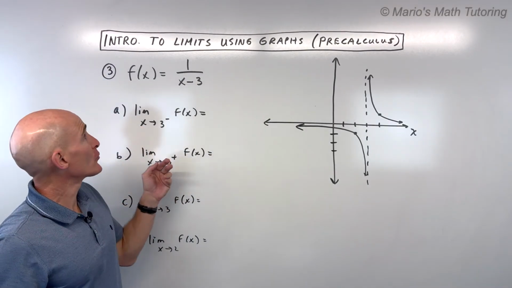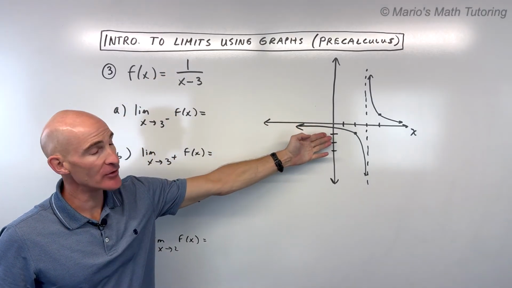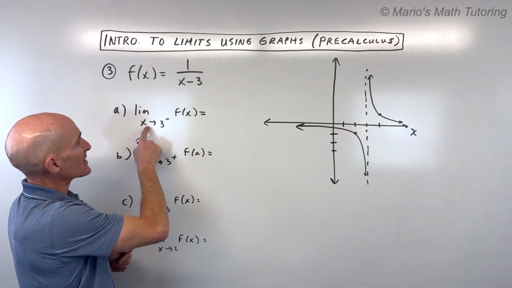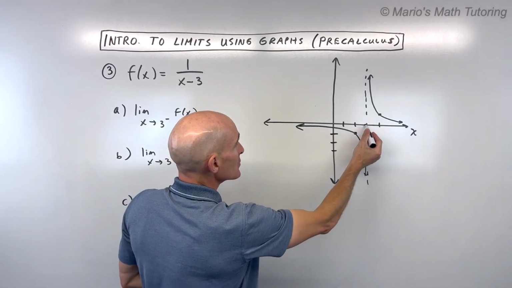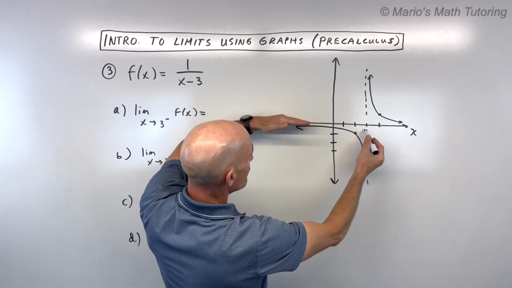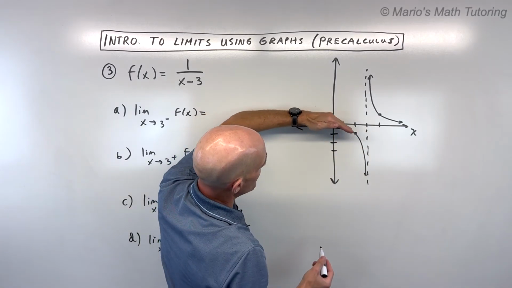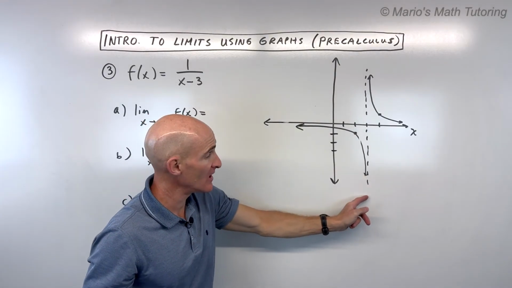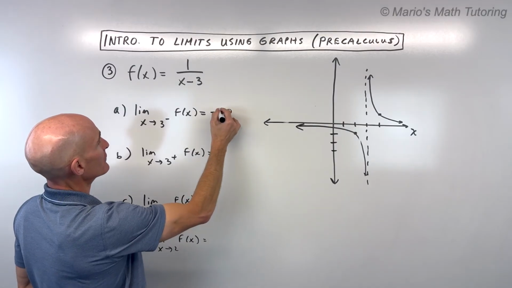Okay, for example number 3 now, we have f of x equals 1 over x minus 3. And if you graph it, you'll see you get a graph something like this. And if we take a look at the limit as x approaches 3 from the left, so here's x equals 3. We're approaching from the left. Now you want to stay on the graph. As you're getting closer and closer to an x value of 3, see how this graph takes a nosedive? It goes down towards negative infinity.